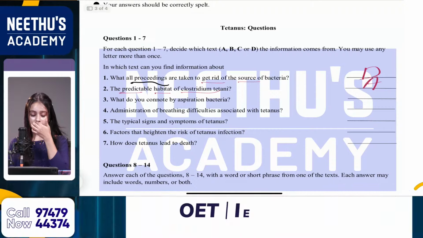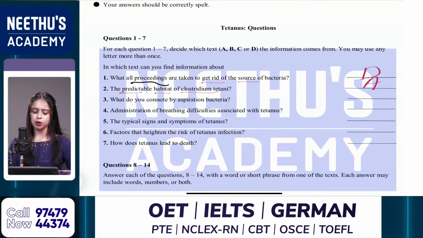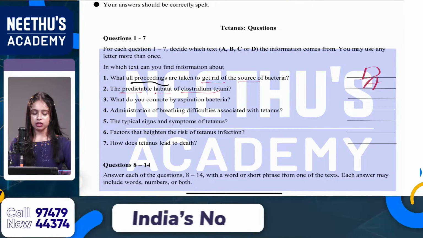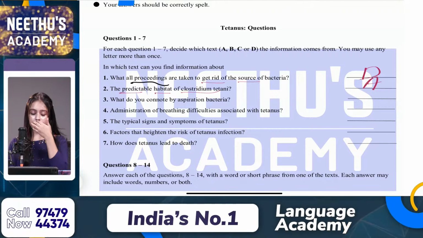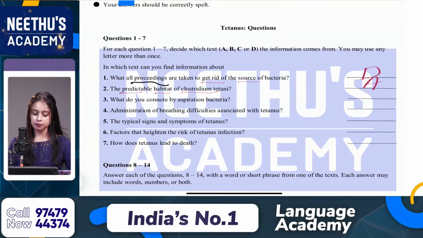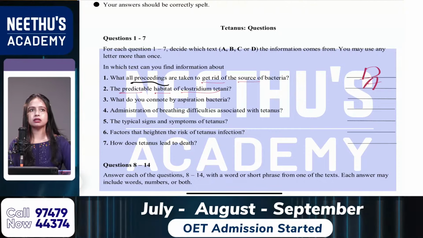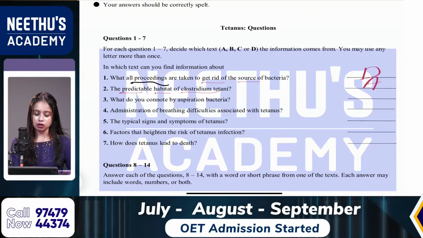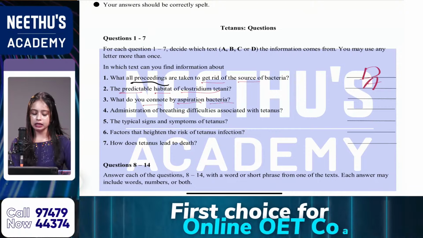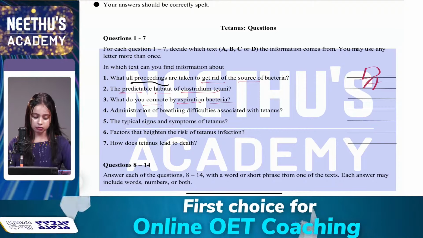Then third question. What do you connote by aspiration bacteria? So what do you mean by connote? What do you connote? Which means very simple. What do you mean? So connotation, which means the meaning. So what do you connote by aspiration bacteria? So instead of bacteria, they have mentioned something else in the paragraph. I think it is pneumonia. So connote, aspiration, bacteria. These are my keywords from the question.